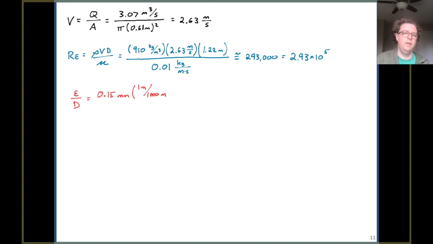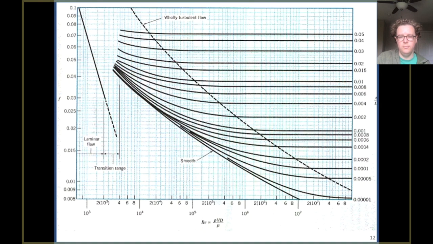The other thing that I'll need is my relative roughness. We had a roughness height of 0.15 millimeters. And you can see I'm going ahead and converting that into meters. So its units will cancel with the diameter of 1.22 meters in the denominator. And I get a relative roughness of 0.00012. Okay, so I've got a Reynolds number. I've got a relative roughness. Time to go to the Moody diagram.